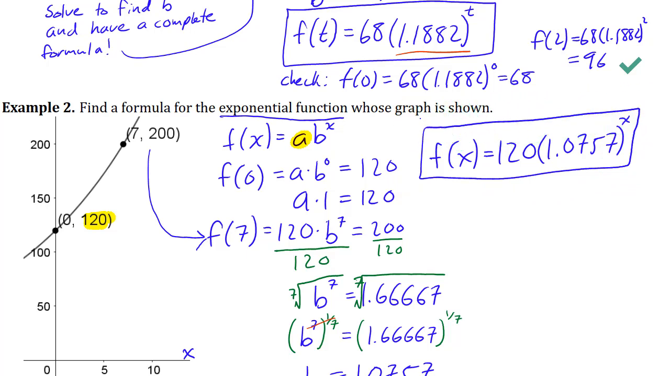I also want to notice something about this, is that if this is greater than 1, that means that your function is growing, which this one is. That 1.0757 is greater than 1. Because every time x goes up by 1, if you're multiplying by this number that's bigger than 1, it's going to go up. And the amount that it's going up is how much over 1 this is. So you could also write this in the form 120 times 1 plus 0.0757 to the power x. And that is like the value of r.